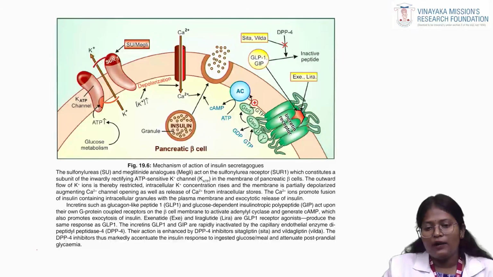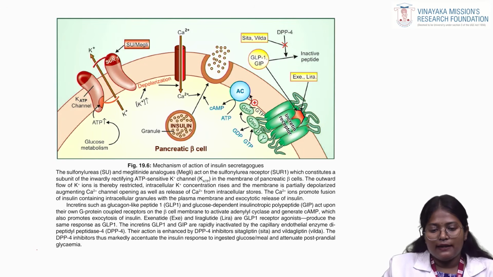So this is the mechanism of action, how sulfonylureas are acting. Sulfonylureas will be binding to and closing the potassium channels, the ATP sensitive potassium channel. The sulfonylureas and meglitinide analogues act on the sulfonylurea receptor SUR1, which constitutes a subunit of the inwardly rectifying ATP sensitive potassium channel in the membrane of the pancreatic beta cells. The outward flow of potassium ion is thereby restricted, intracellular potassium concentration rises and the membrane is partially depolarized.